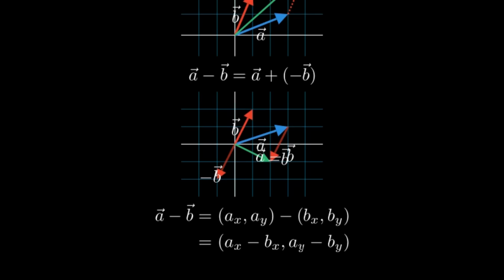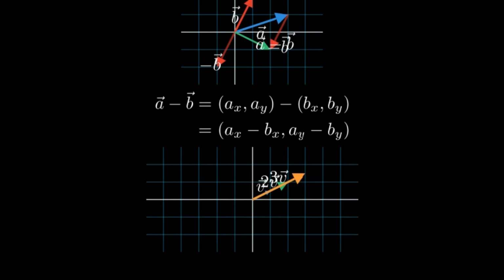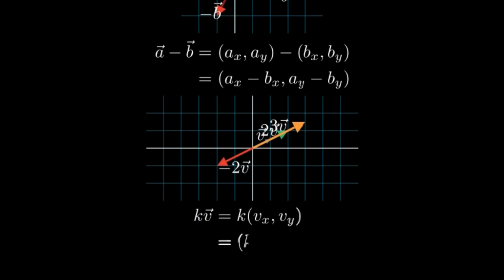When we multiply a vector by a scalar, the result is a vector with the same direction but scaled magnitude. If the scalar is negative, the direction is reversed. In terms of components, we multiply each component by the scalar.